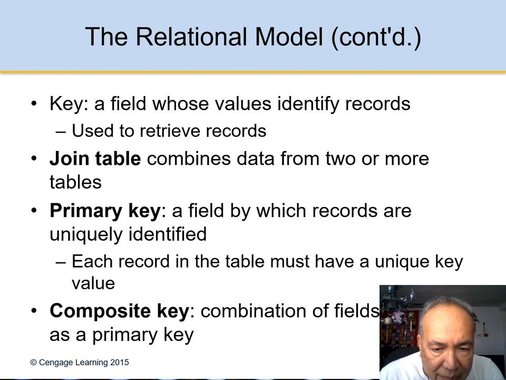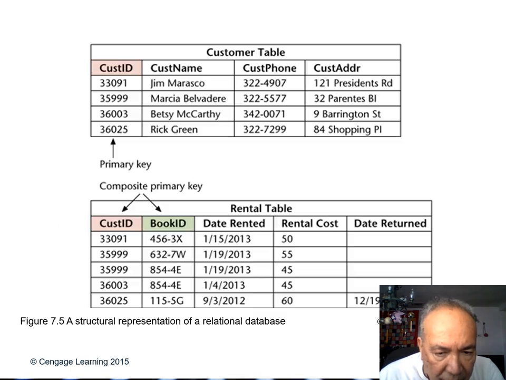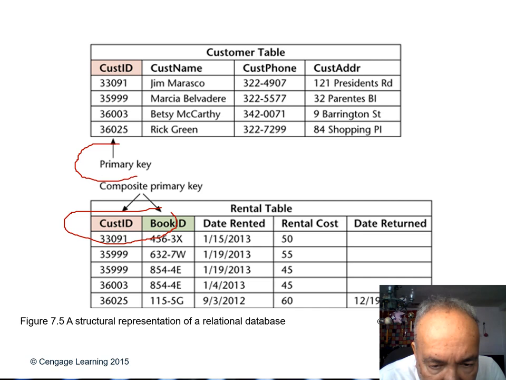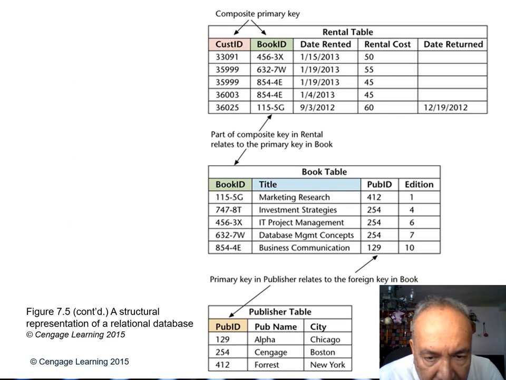And then you have the primary key by which records are uniquely identified. Each record must have a unique key. And then you have the composite key, like this one here. So these are composite keys. And this is the primary key of its name here. So if you're going to look for Jim Marasco, this is the number that you have to type, and all of this will show up. That is another example.